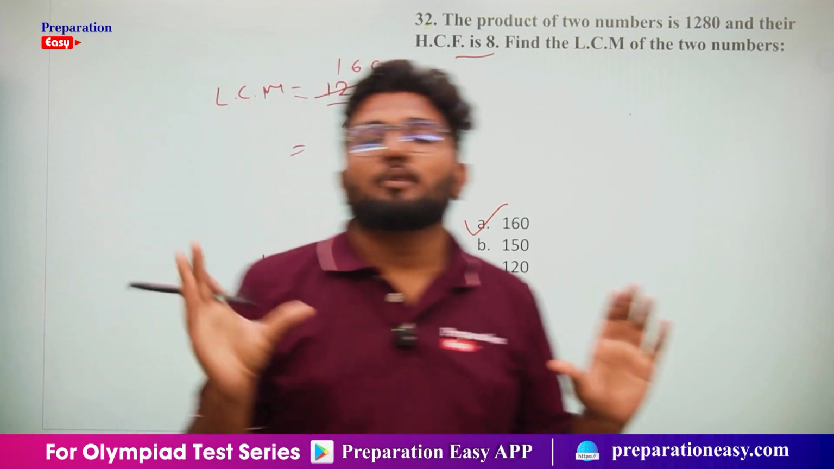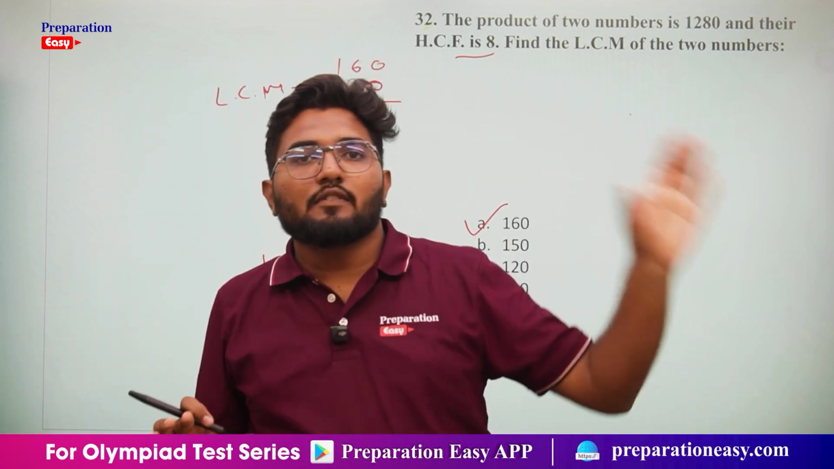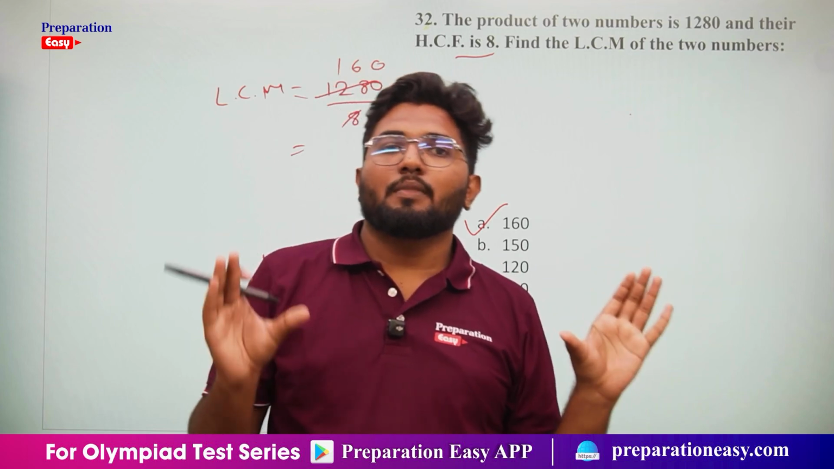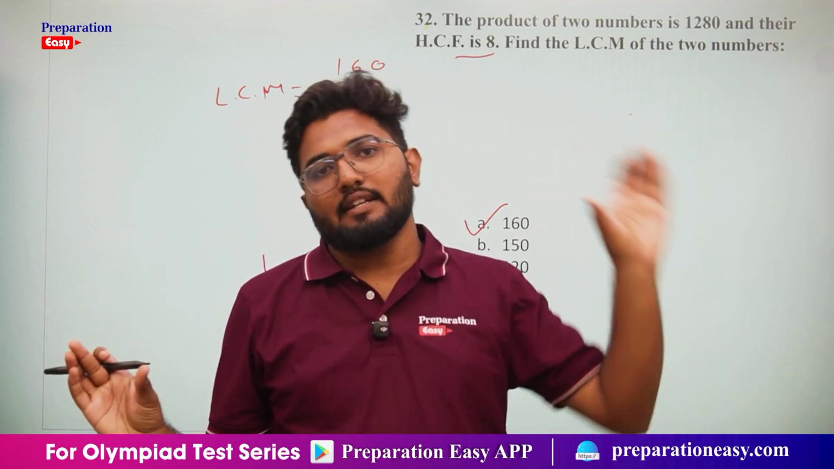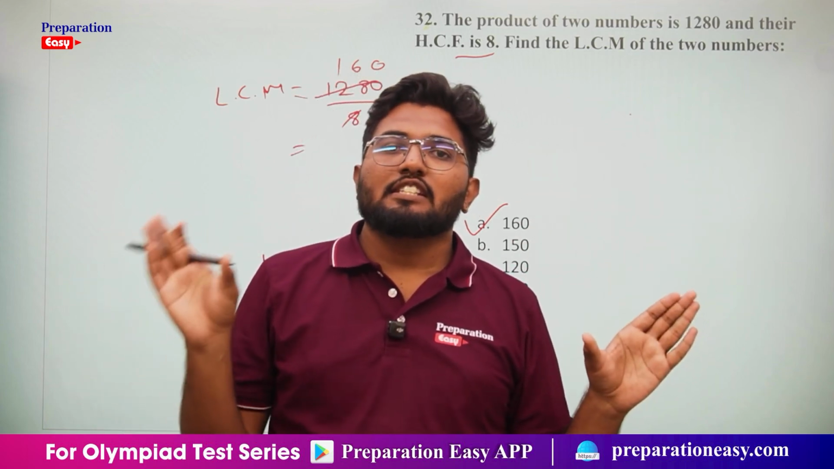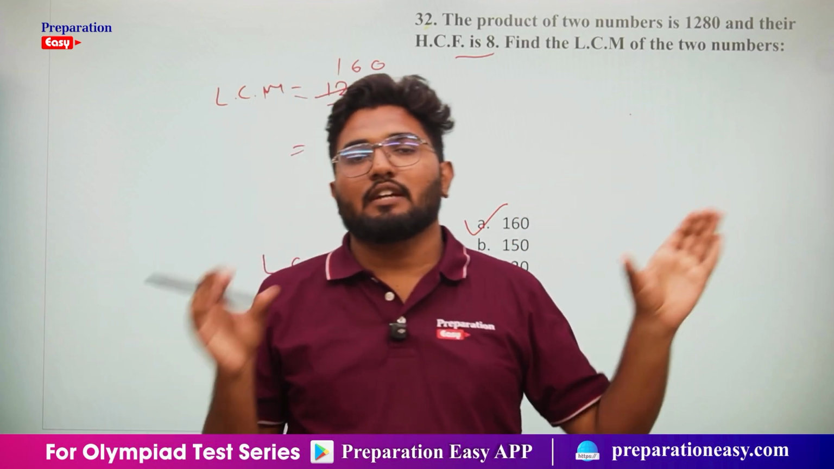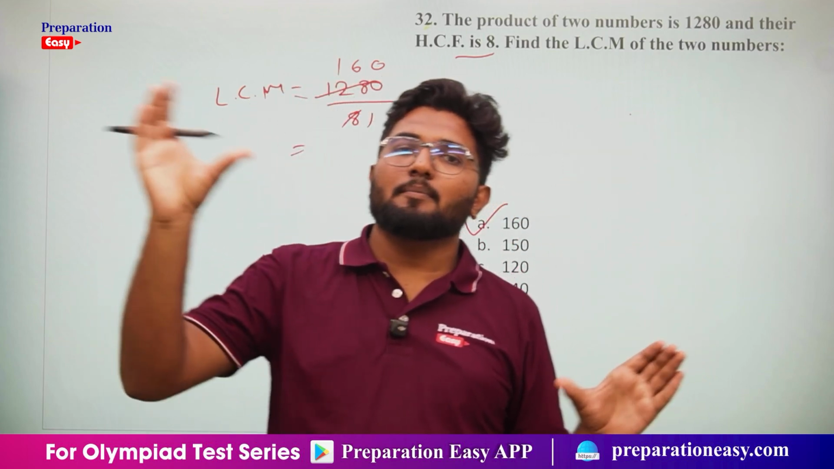The formula is: the product of any two numbers is equal to the product of their LCM and HCF. HCF stands for highest common factor and LCM stands for lowest common multiple.